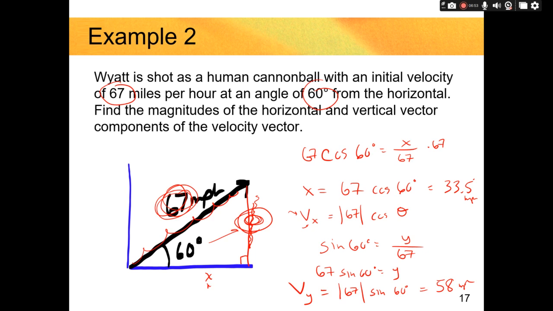And then what happens is gravity takes over. Is that right? So that vertical component is going to go smaller, smaller, smaller, smaller until it hits 0. And then it's going to start going down, down, down with a negative value to it.